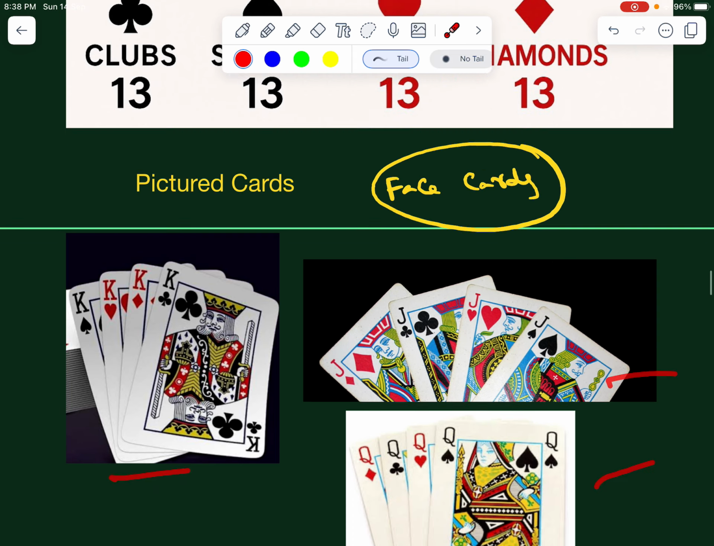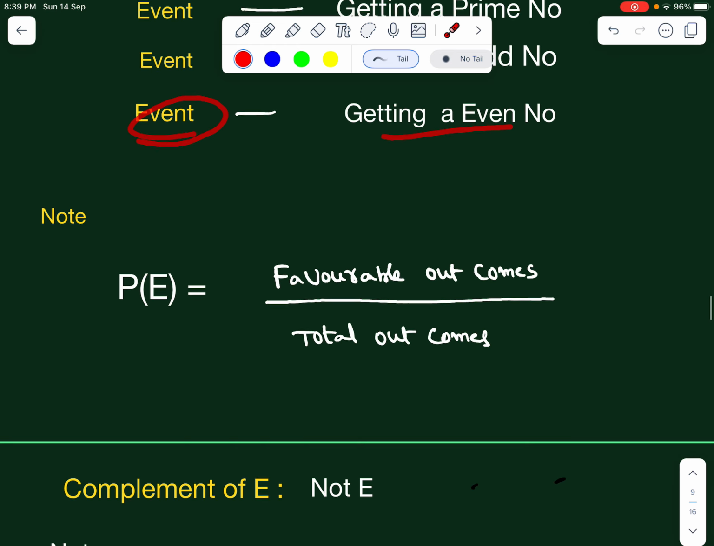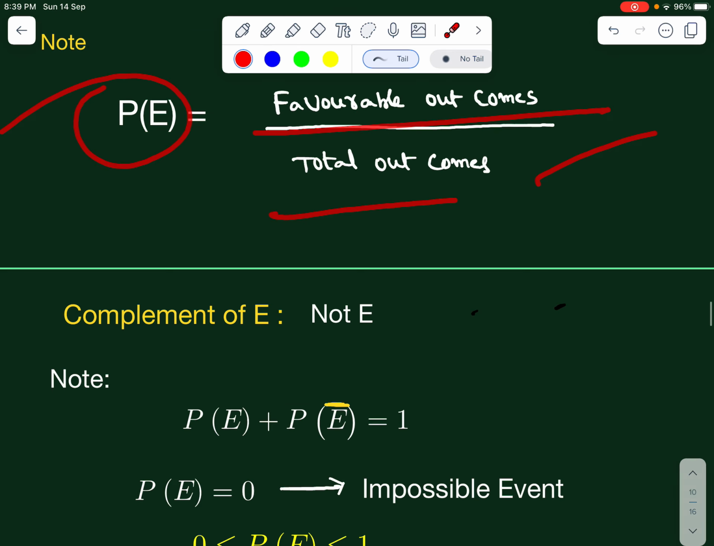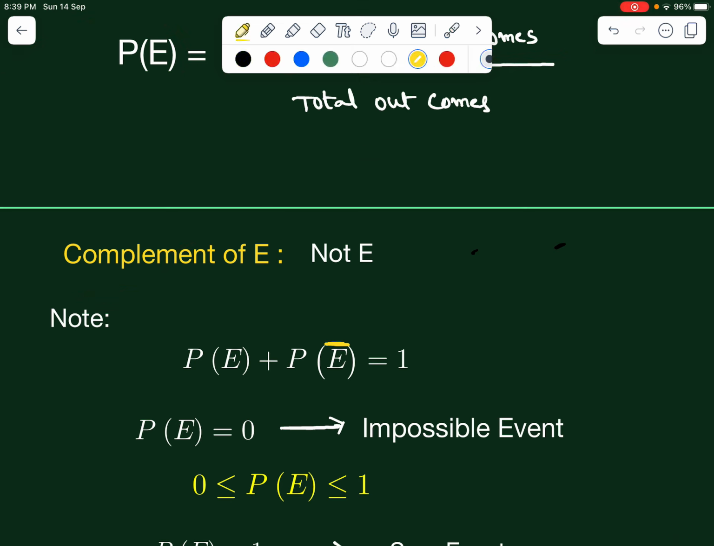Kings, Jacks, Queens. Okay. Event: a random experiment, rolling a die. Suppose the event is getting a prime number. Another event, it is an odd number. E is also an event. Formula: P of E is equal to favorable outcomes by total outcomes. The complement of E, not E, we can denote as P of E bar. Therefore, the formula: P of E plus P of E bar equals 1.